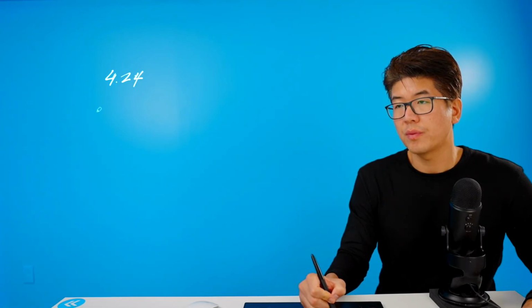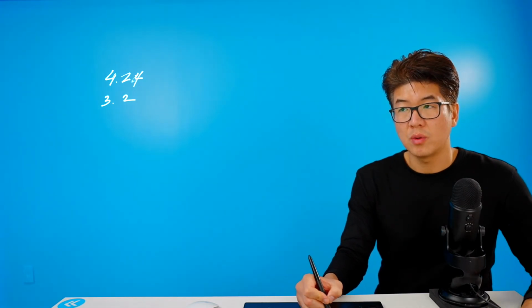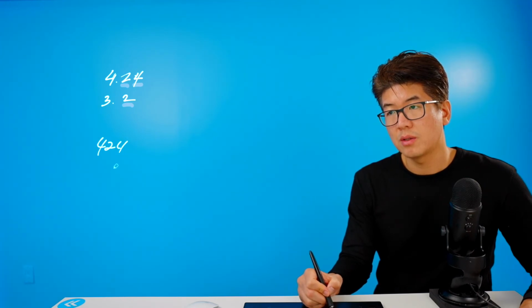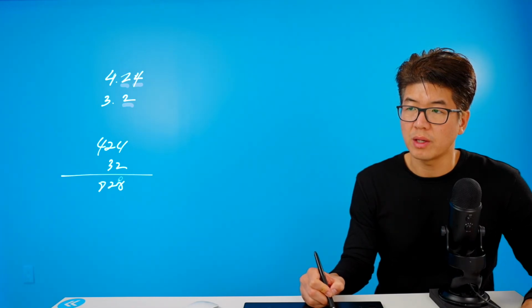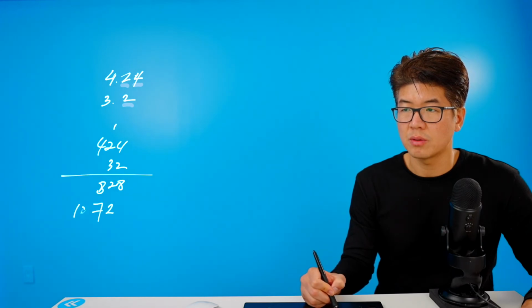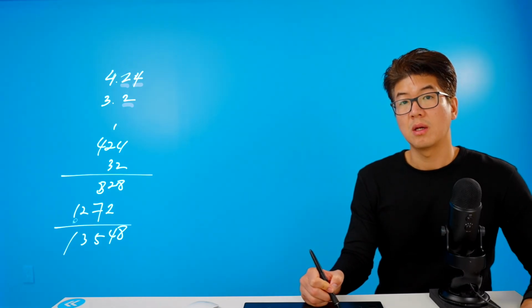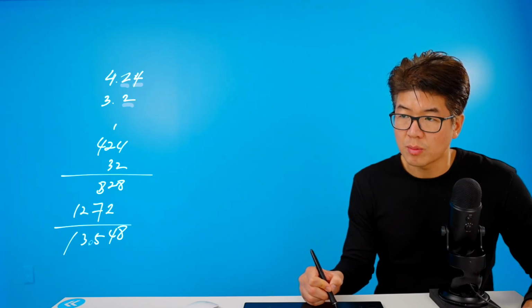So one more example, if I had 4.24 times 3.2, how do we do this? Note that there are 1, 2, 3 decimal places. So all we have to do is multiply 424 by 32, just like normal multiplication, and then add 3 decimal places.